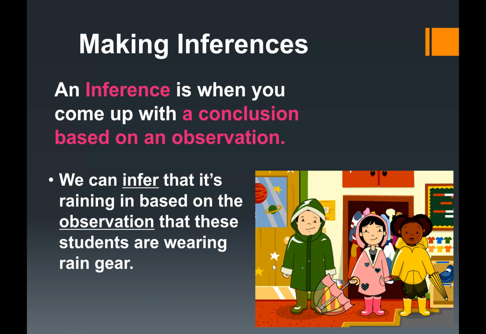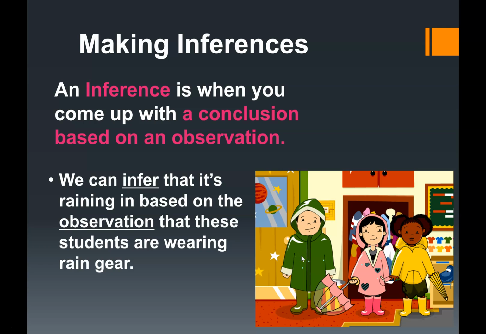Can you think of some other observations that you can make about this picture? What about some inferences? An observation would be that this student is wearing a green rain jacket. You could infer that because his rain jacket is green, green is his favorite color. An observation, remember, is something that you can see with your five senses, or something that you can experience with your five senses. An inference is the conclusion based on that observation.